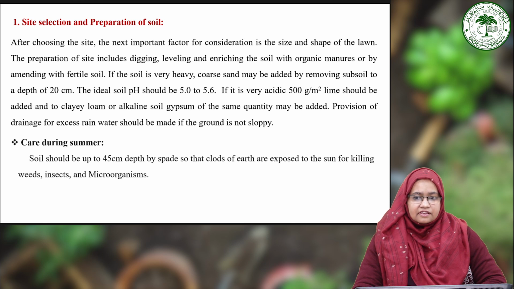If the soil is overly acidic, 500 gram per meter square of lime should be added, while clay loam or alkaline soil may benefit from the addition of an equivalent quantity of gypsum. Additionally, adequate drainage should be provided for excess rainwater if the ground is not naturally sloped.